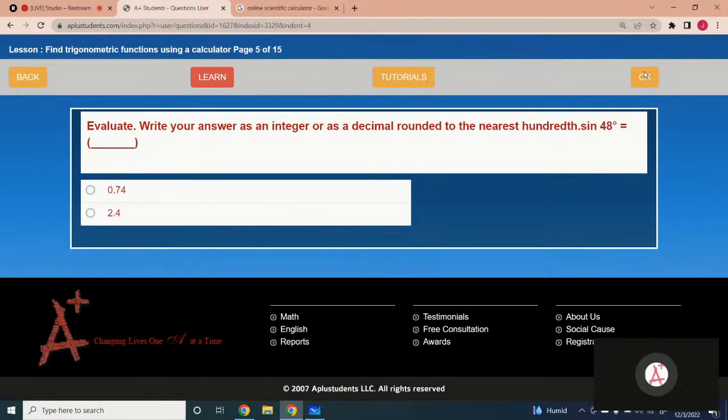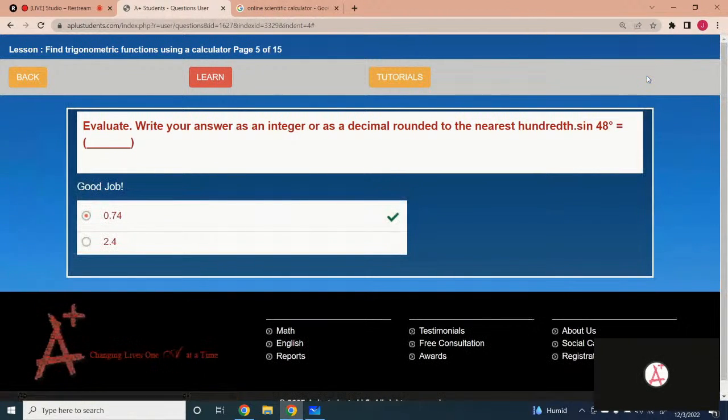Okay, evaluate. Write your answer as a decimal rounded to the nearest hundredth. It would be sine 48. Got it? So click on the sine function button on the calculator, and then type 48 degrees. So it would be 0.74. So the first option is the correct one. Just select the correct option, then click on the OK button. Got it?